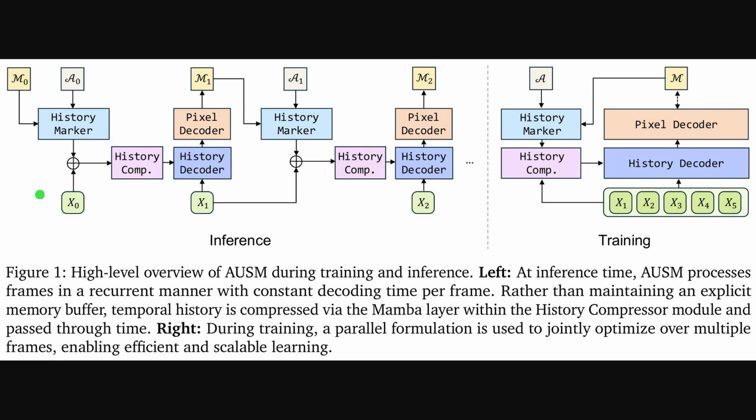Figure 1 shows the 2 operational modes. On the left, recurrent inference passes a compressed spatial state through time via the history compressor, so decoding time stays constant per frame. The pipeline threads history marker, history decoder, and pixel decoder to turn past masks and the current frame into predictions. On the right, parallel training feeds multiple frames together, which lets the same modules learn jointly and much faster because gradients flow across the whole clip.